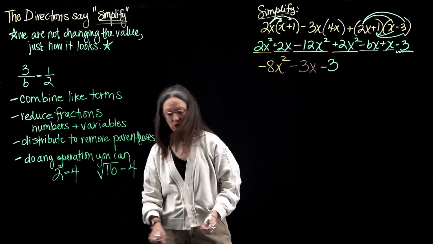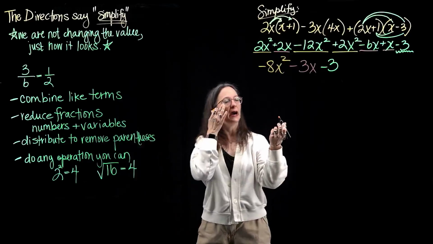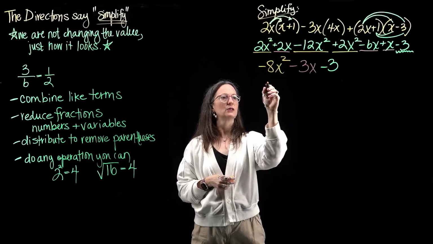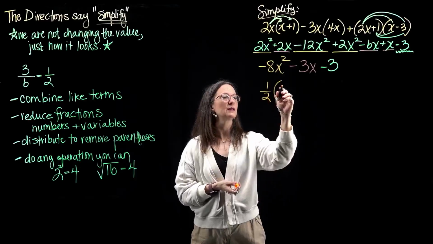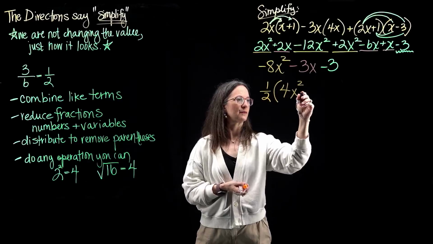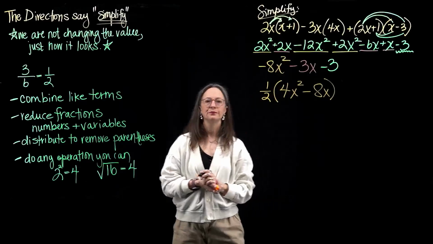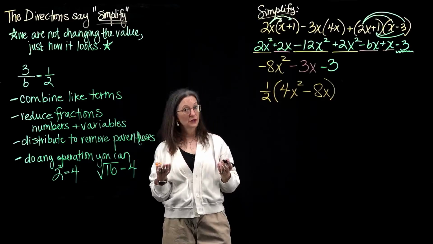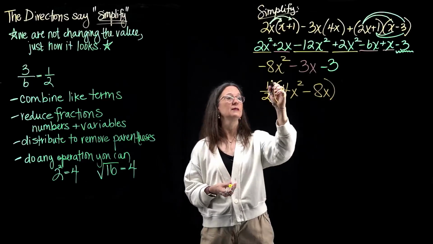All right, let's look at another one. What if I have, let's do 1/2 times parentheses 4x squared minus 8x, and we want to simplify it. First, we would distribute that 1/2 into the parentheses.